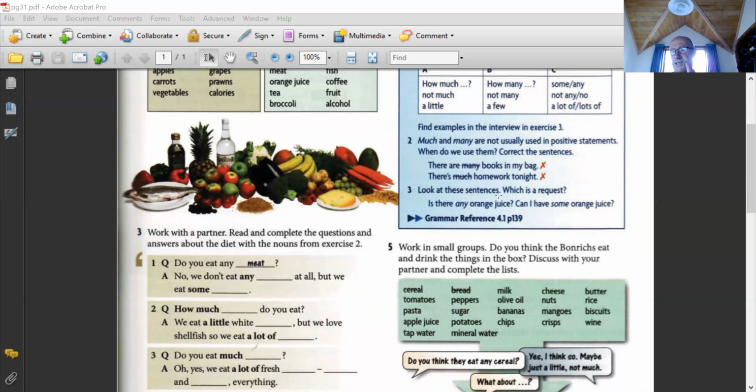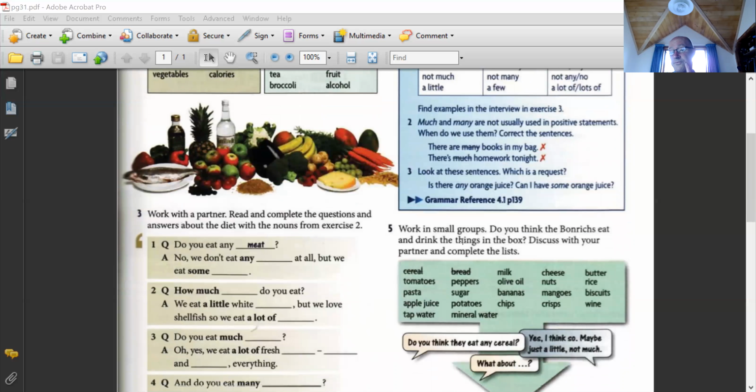Next one, look at these sentences. Which is a request? Is there any orange juice? Can I have some orange juice? So which one is a request? So that's how we know whether we're using any or some. If it's a request, we're going to use some. If we just want to know if there is orange juice or not, just any.